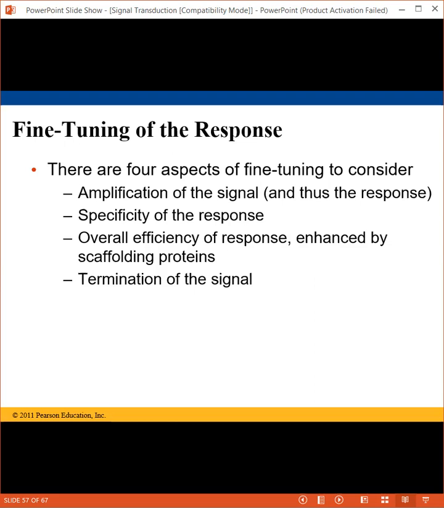Then the specificity of the response is also to be fine tuned. Overall efficiency of the response enhanced by the scaffolding proteins is also required. And obviously, the termination of the signal is also an important phenomenon, because I told you in an earlier class that if a cell signaling mechanism is turned on, but it remains in that condition, and it forgets to switch off the mechanism, then the consequences will be very bad for that cell.